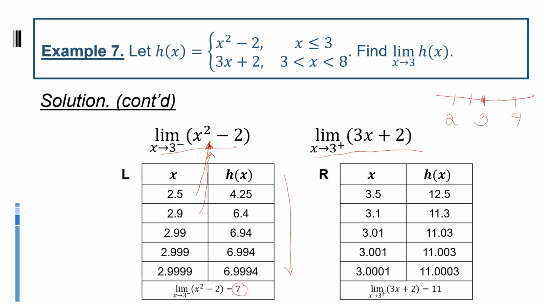Sa kabilang side naman, use 3.5. Dito naman natin siya i-plug in kasi ito yung function na gagamitin natin. So, we have 12.5. Palapitin pa natin, 3.1. Then, we have 11.3. 3.01 will give us 11.03. 3.001 will give us 11.003. And 3.0001 will give us 11.0003. Observe that yung h of x natin approaches 11.